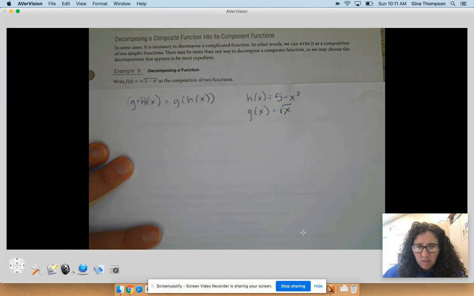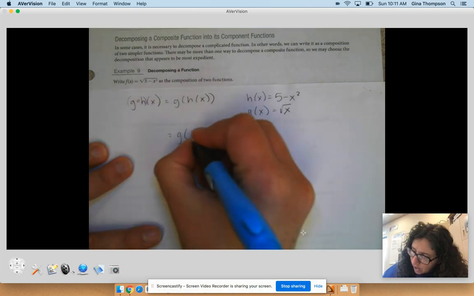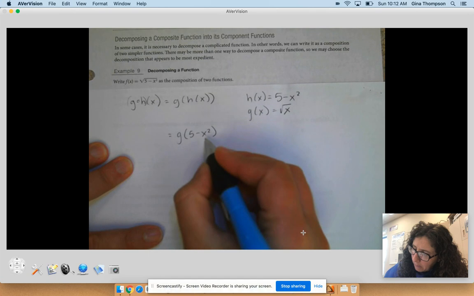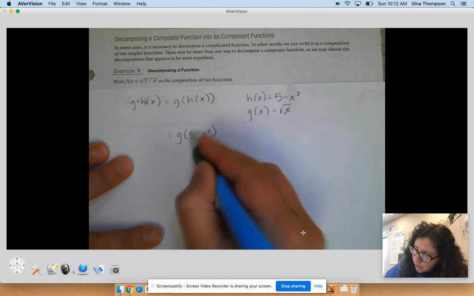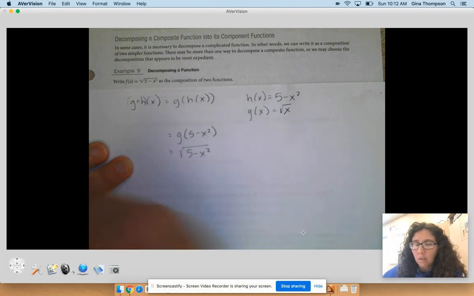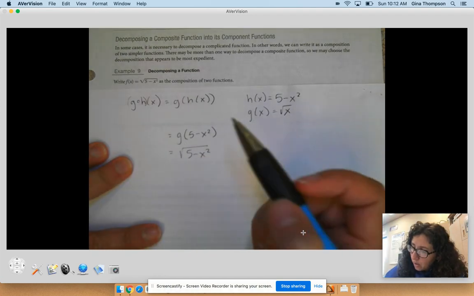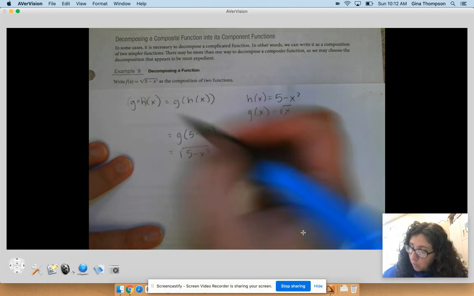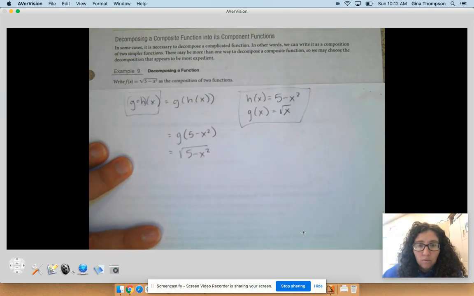Would that work? Oh, well, let's think. That would be g of 5 minus x squared. And then everywhere for g of x, everywhere there was an x, we'd put this whole expression. So it would be the square root of 5 minus x squared. Yeah, that works. So that's it. That's how we do it. We'd say it's going to be g composed with h of x, and these are the two functions.